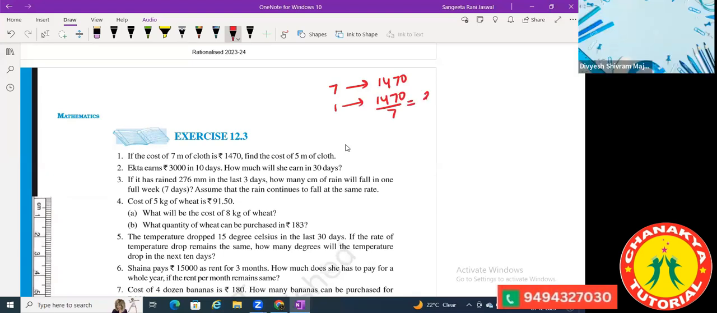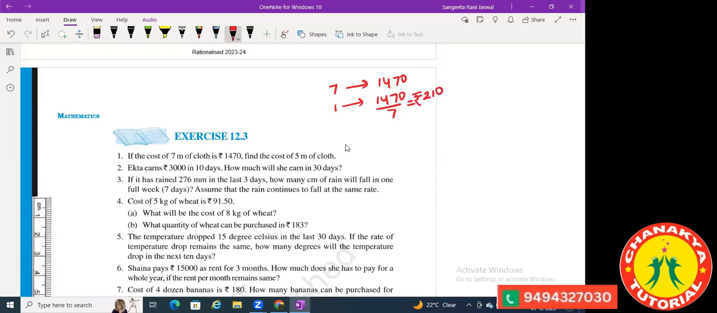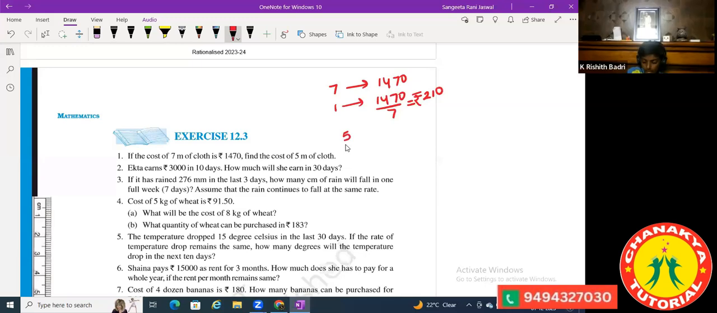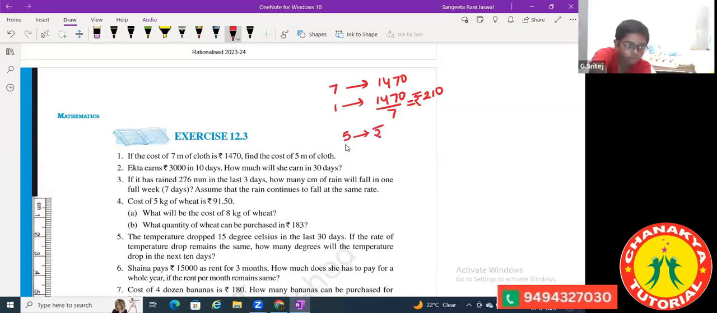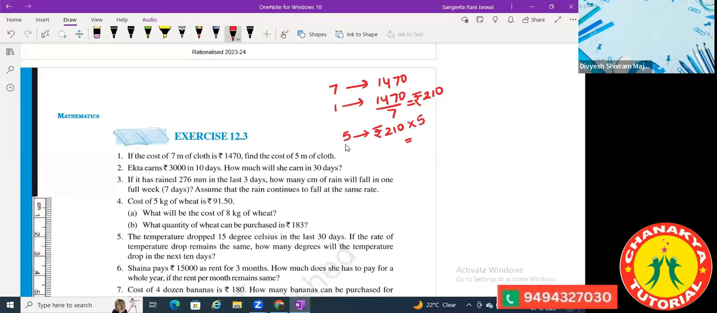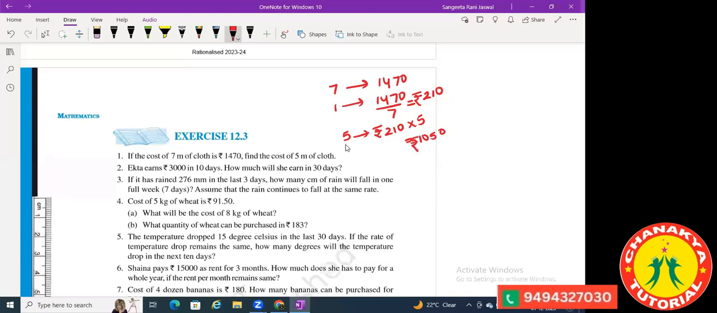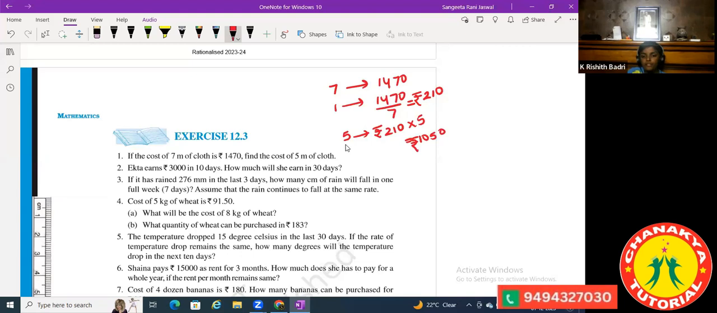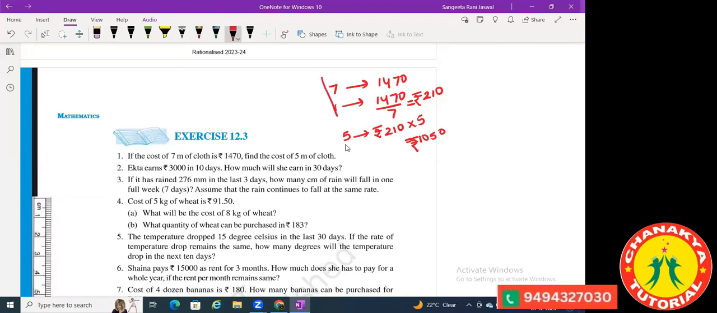Ma'am, 1 meter cloth is 210 rupees. Yes, ma'am. And for 5 meter we should multiply with 5. 5 zeros are 0, 5 ones are 5, so 1,050 rupees is for 5 meters. Yes, ma'am. So this is what you got, 1,050 rupees for 5 meter cloth. Yes, ma'am, I got the same also. Okay, I have done the same answer.